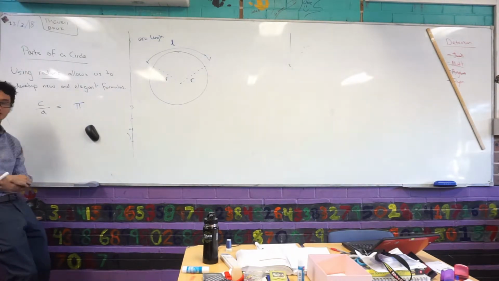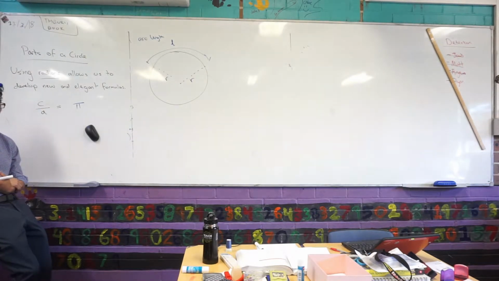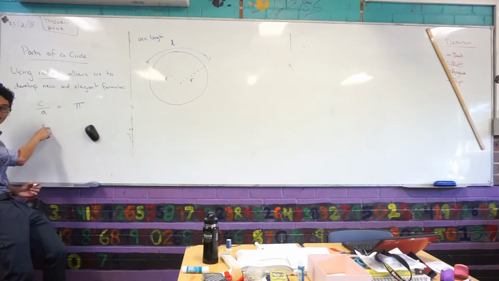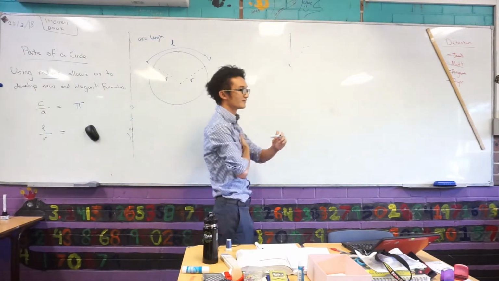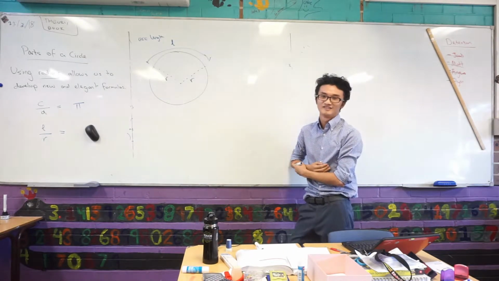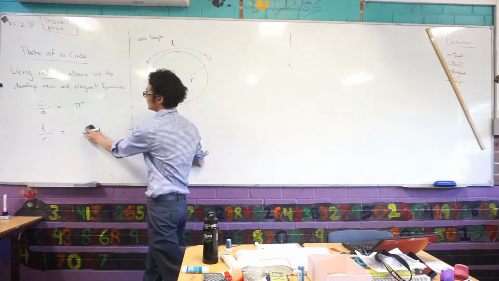How can I write that as a fraction instead? Which one's over which one? L over R, because it's saying how many times does R fit inside the arc length. So that divided by that, what would that be equal to? Would it be pi and 2? No, it's not.